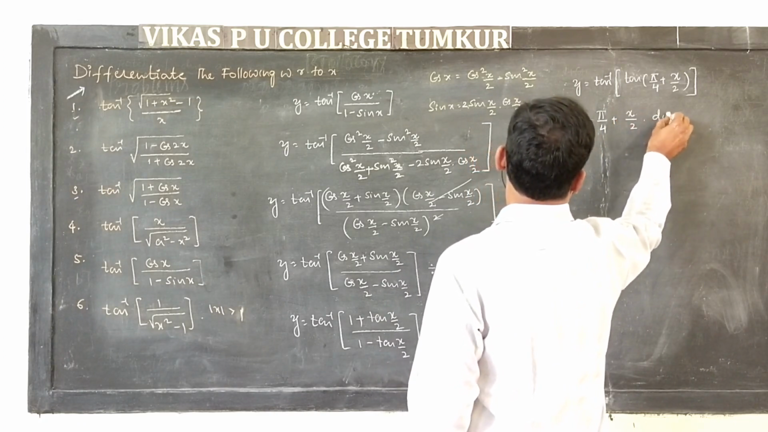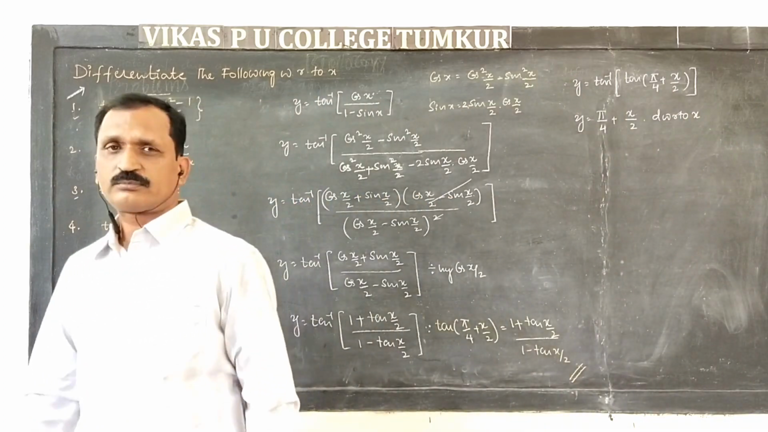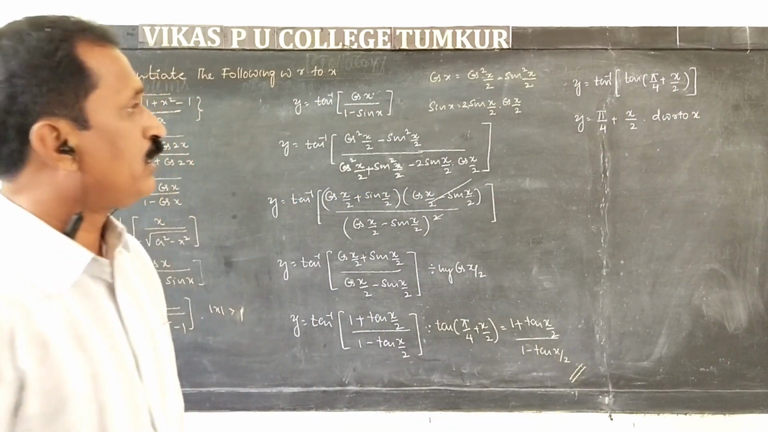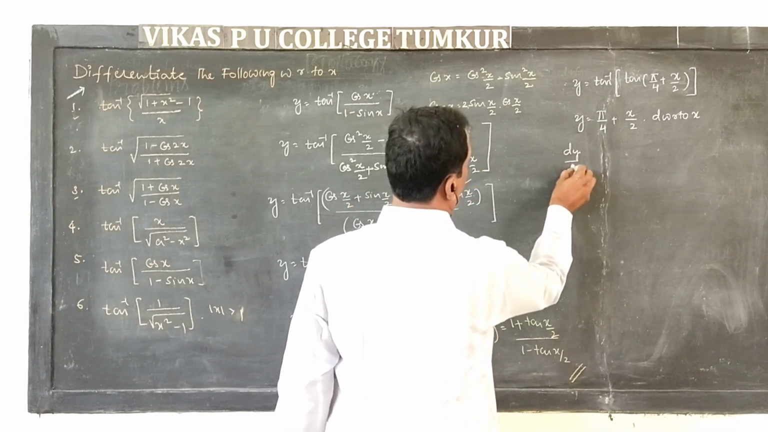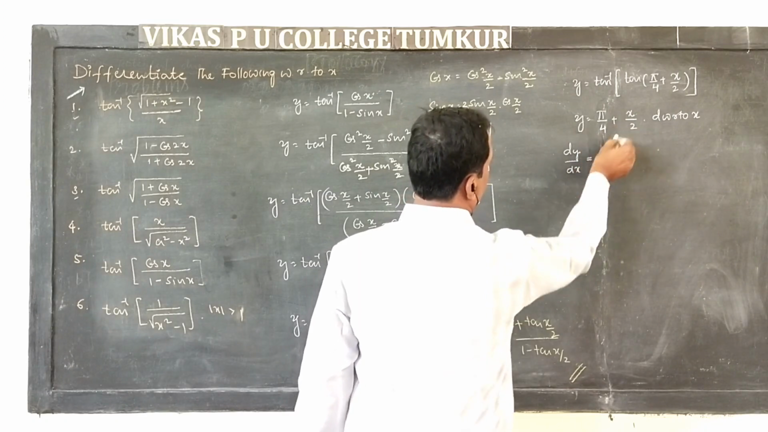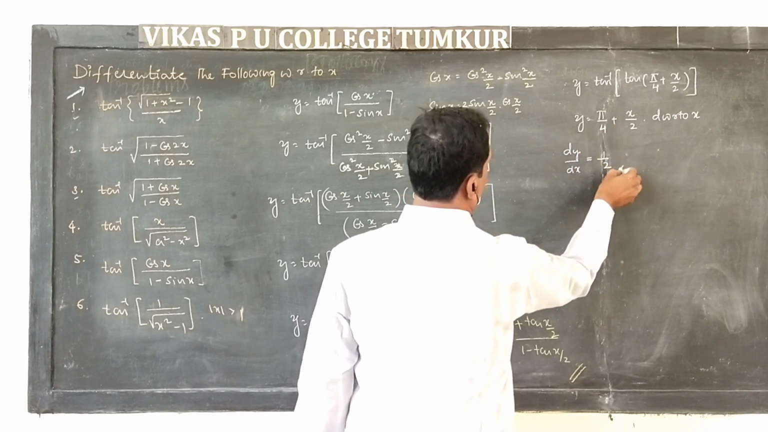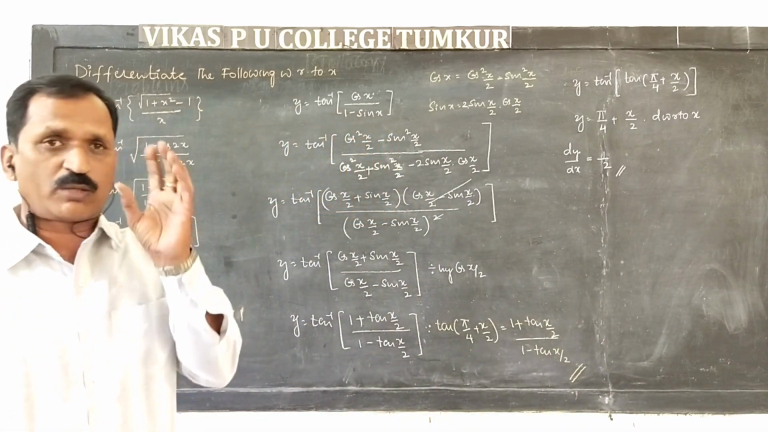Now differentiating this with respect to x, your dy by dx will become the differentiation of pi by 4, which is 0, plus the differentiation of x by 2, which is 1 by 2. So we observe this clearly again.